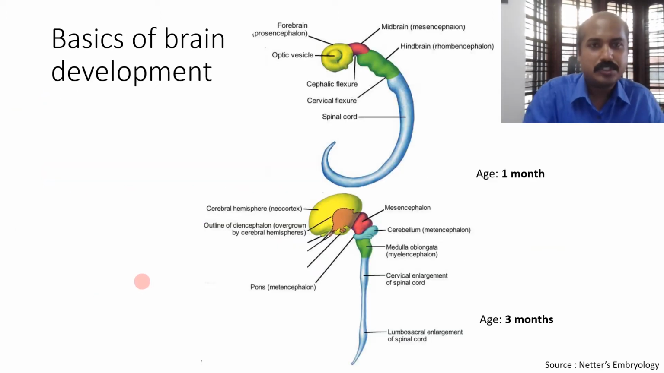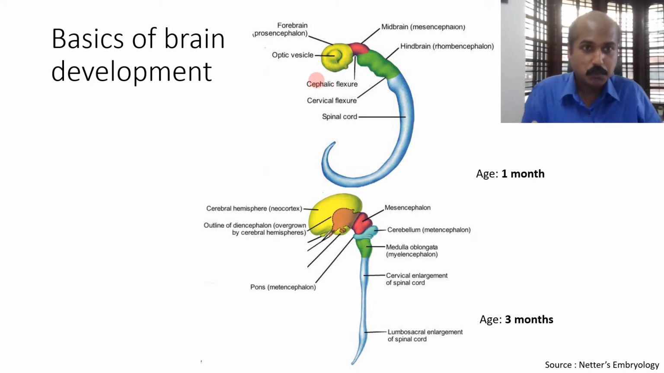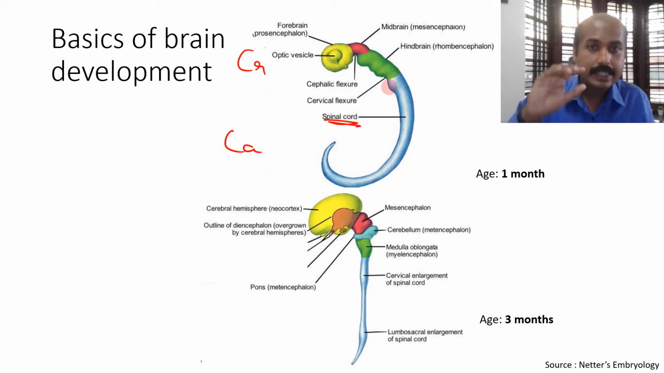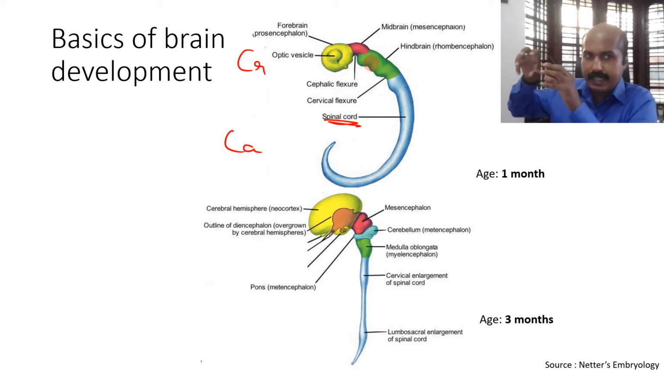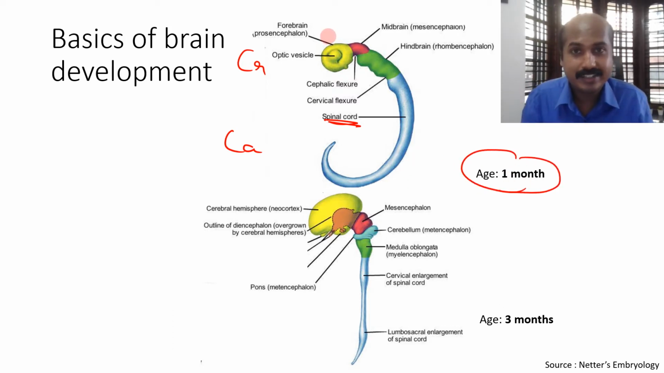So first, I'll go to the brain development part. Brain develops from the neural tube. If you look at this neural tube, this is the cranial part and this is the caudal part. The caudal part retains its tubular structure, and that is called the spinal cord. The cranial part develops a series of bulges, and they are called the cranial vesicles or the brain vesicles or the three-part brain. This is found typically in the late third to the fourth week.